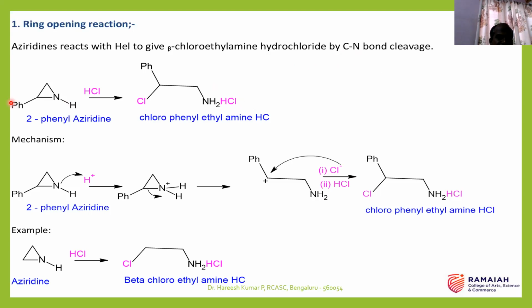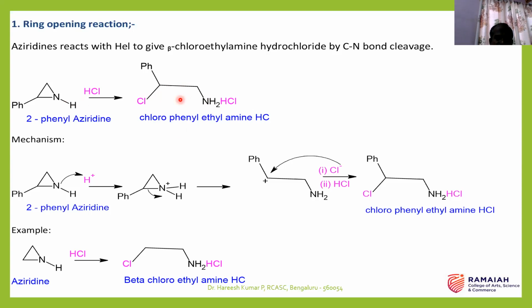So here I'm taking 2-phenyl aziridine. When it is treated with hydrochloric acid, what will happen? There will be a ring opening, more particularly cleavage between the carbon and nitrogen, forming a chlorophenyl ethylamine. This one is chloro, this one is phenyl. This is 1,2-ethylamine, a trivial name of this compound. So this is about the reaction.